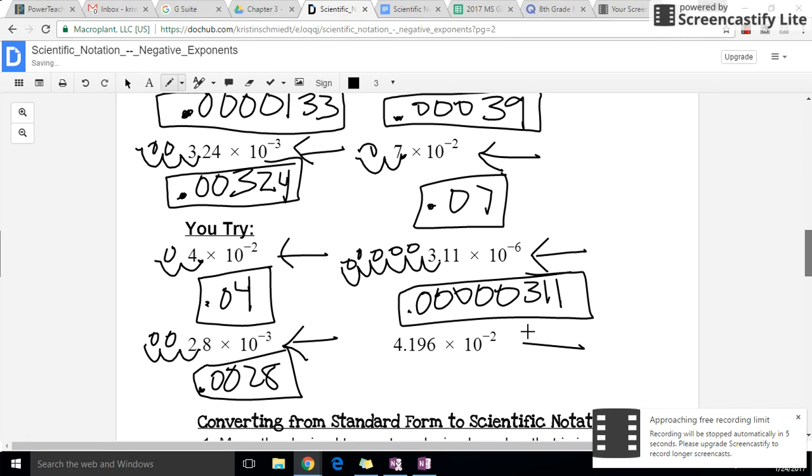Last one. We're going to go to the left because I see the negative. And we're going to move it over 2 places.